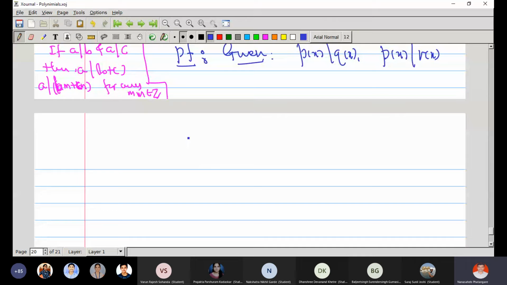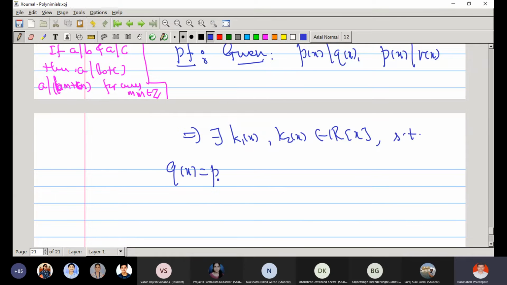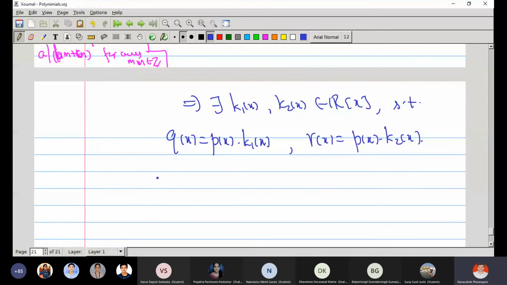Right. Therefore, there exist some polynomials k1(x) and k2(x) in R[x] by divisibility. P(x) divides Q(x), that means P(x) is a factor of Q(x) such that Q(x) is equal to P(x) times k1(x), and P(x) divides R(x). Therefore, R(x) is a multiple of P(x) with another factor k2(x). Correct? Fine. So what is our claim?